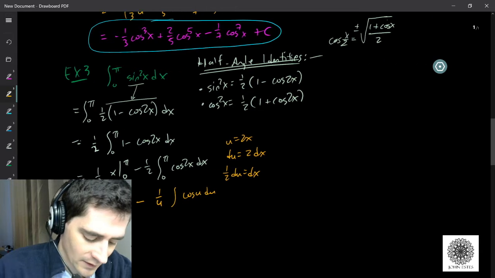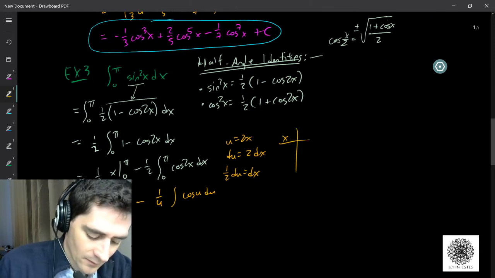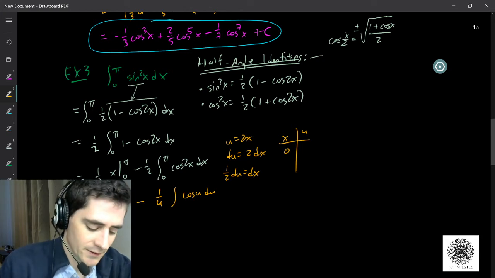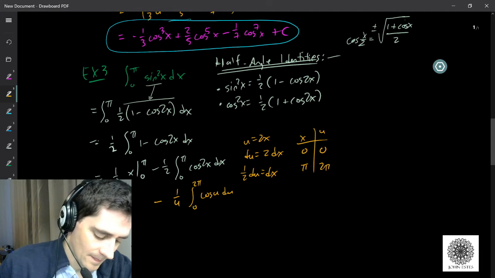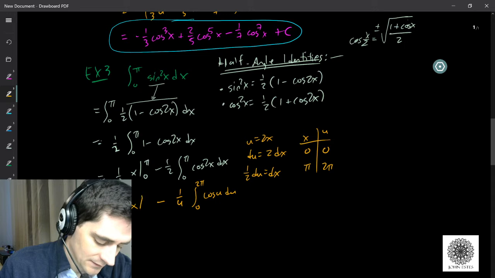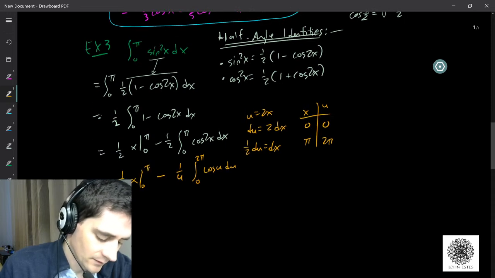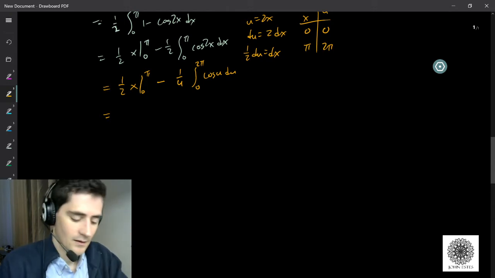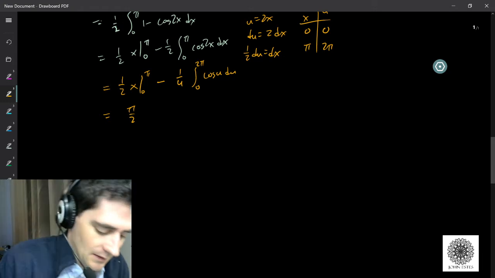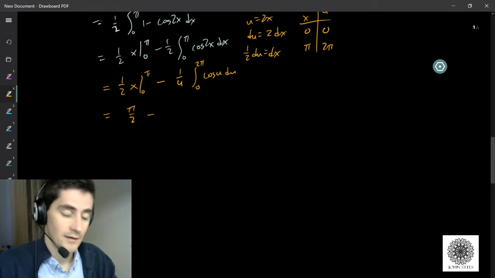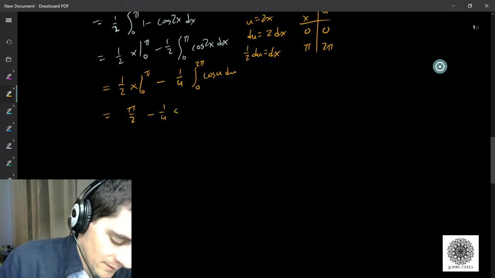And then to figure out what my u limits should be, we can just say, look, if x is 0, that means u is also 0. And if x is pi, then u is 2 pi. So now I'm just going from 0 to 2 pi, and I had 1/2 x from 0 to pi. We know the 1/2 x from 0 to pi is going to be 1/2 times pi over 2. And then the integral of cosine u is sine u. So we have 1/4 sine u going from 0 to 2 pi.